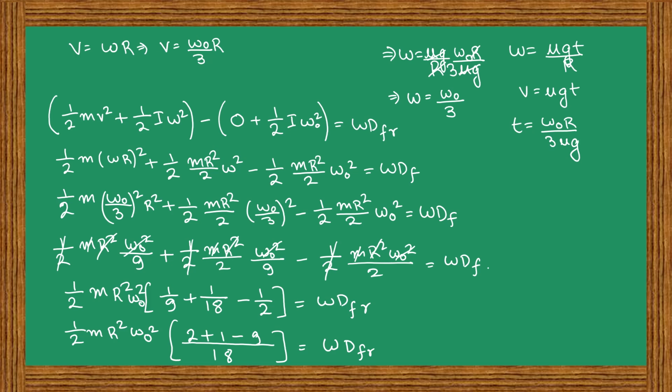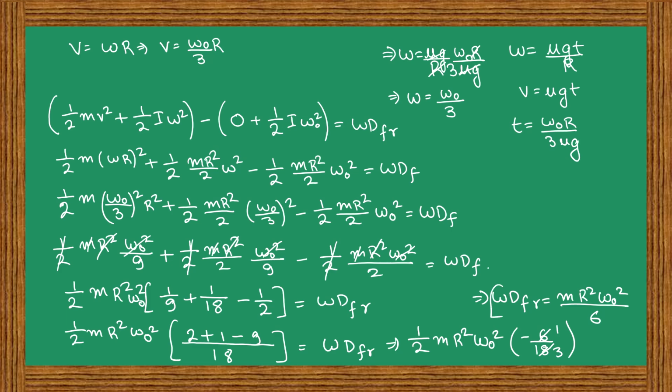So the work done out here will be half m r square into omega naught square, into 2 plus 1 minus 9, which is minus 6 by 18, or minus 1 by 3. Okay, so work done by friction force is nothing but minus m r square omega naught square by 6.